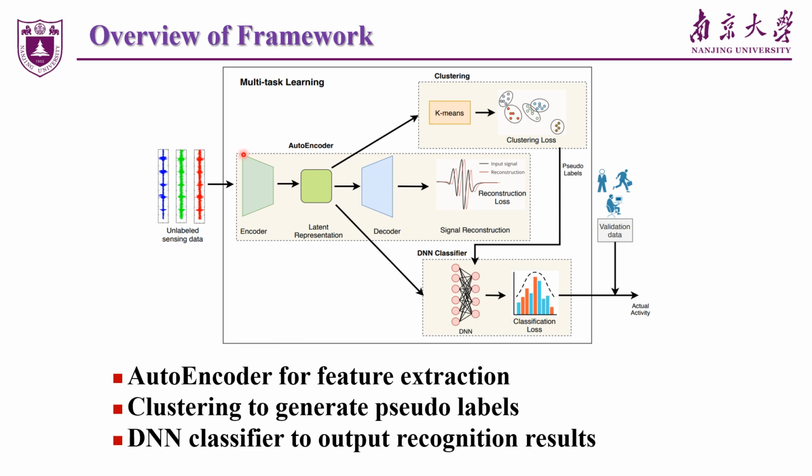The overview of the proposed framework is illustrated in this figure. It consists of three parts: the autoencoder part, which is used for feature extraction; the clustering part, which is used to generate procedural labels; and the classifier, which is a deep neural network that is used to output the recognition results.